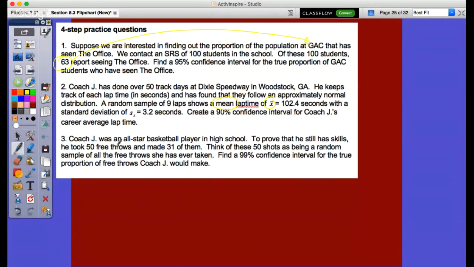Let's go to the next one, and then I'll come back to 2. Coach J was an all-star basketball player in high school. To prove that he still has skills, he took 50 free throws and made 31 of them. 31 of them. That should be a hint. Think of these 50 shots as being a random sample of all free throws.